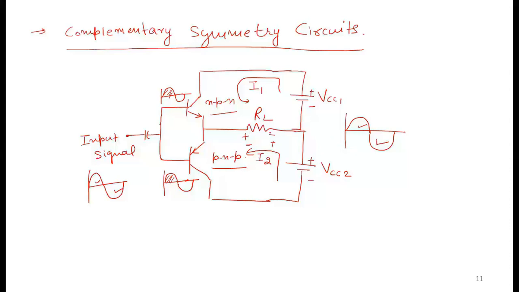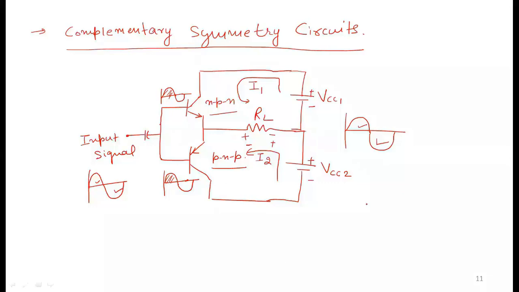So this is the action of complementary symmetry circuits, in which we have used two transistors whose parameters are matched, but these two are of opposite types. One is the NPN and the other is the PNP. And the advantage of this kind of circuit is that we do not require any phase splitting circuit in the input.